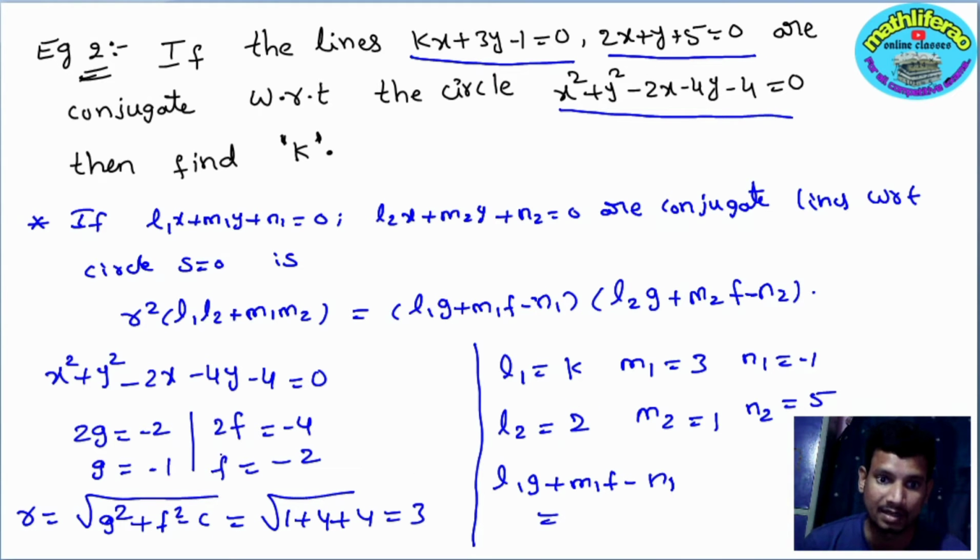L1G means G value minus 1, L1 value K, that is minus K. Next M1F: M1 value 3, F value minus 2, so 3 into minus 2 is minus 6. N1 value minus 1, so minus into minus is plus 1.